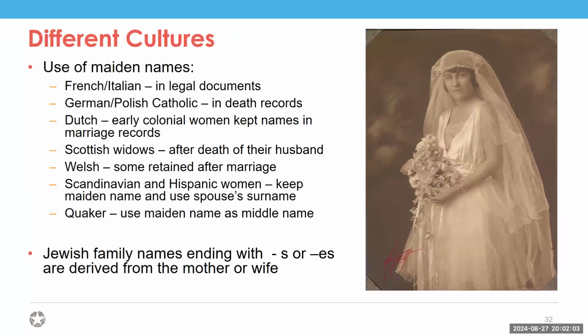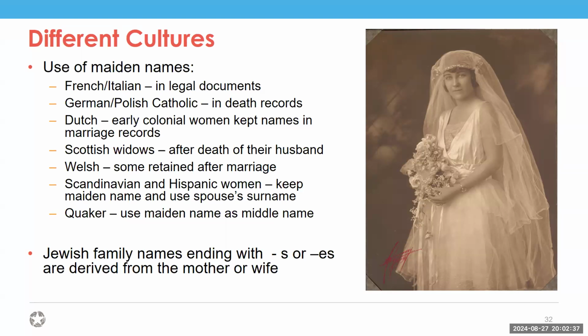As we talked about briefly in the beginning, different cultures use different names or have different naming conventions. So this is a brief overview of how some vary from one another. The French and Italians, for female ancestors, will still use their maiden names in legal documents, whereas German or Polish Catholics would use their maiden name, but only in their death records.